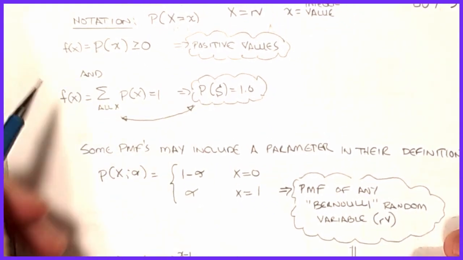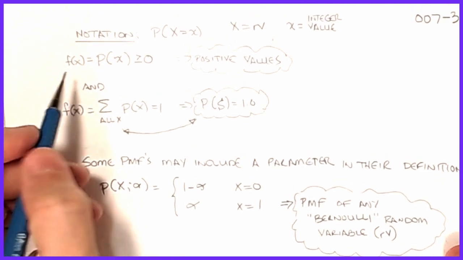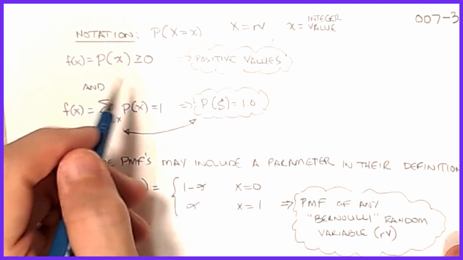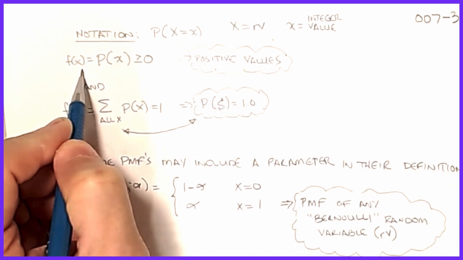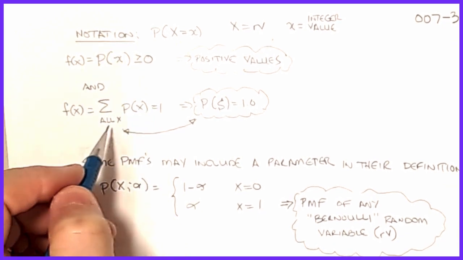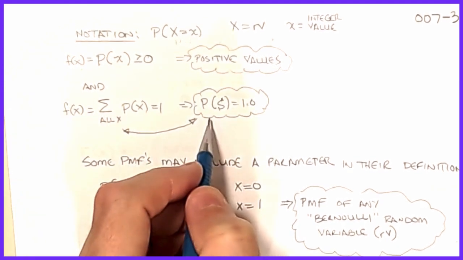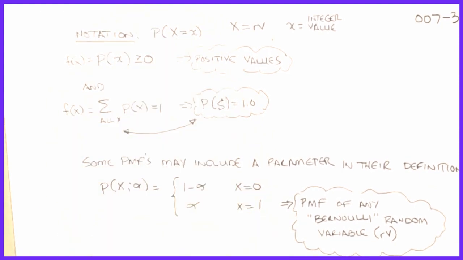Okay, all right. So the way that we write this is in a kind of algebraic notation. The function of x is equal to the probability of some numerical value of x, greater than or equal to 0. So it has to be positive values. That's one of our first axioms. You cannot have a negative probability. Okay, and if I sum up all of the x values of my probability function, I should get 1.0. That's the same thing as saying it's the probability of the sample space. So these two properties never change.